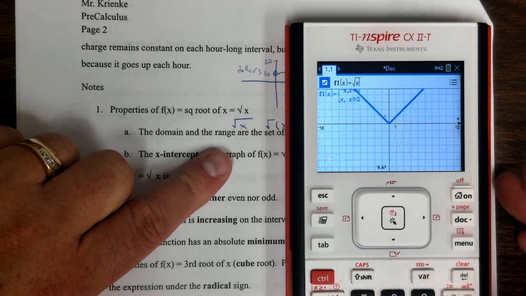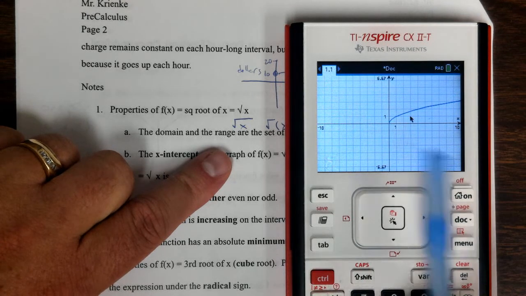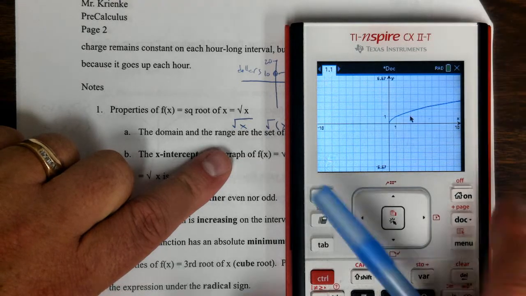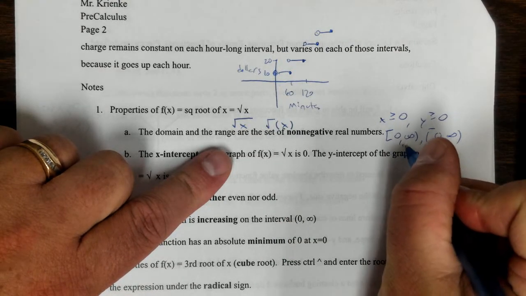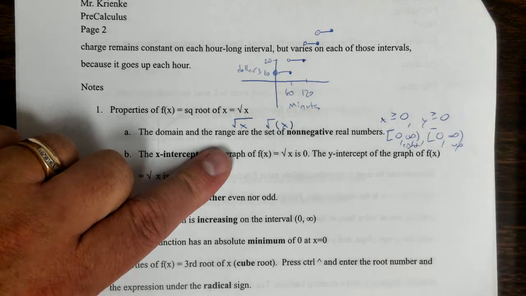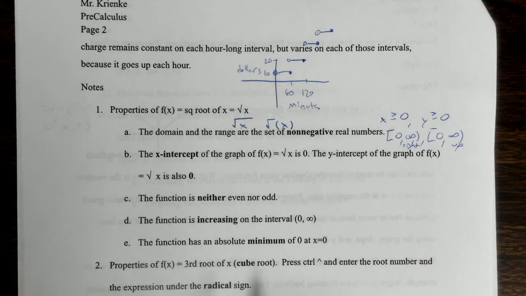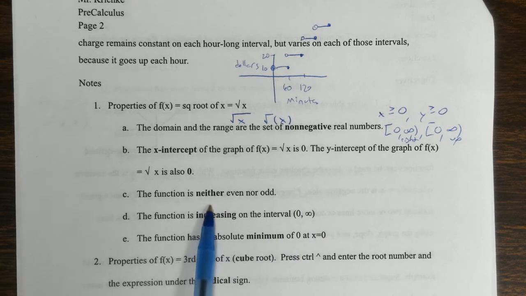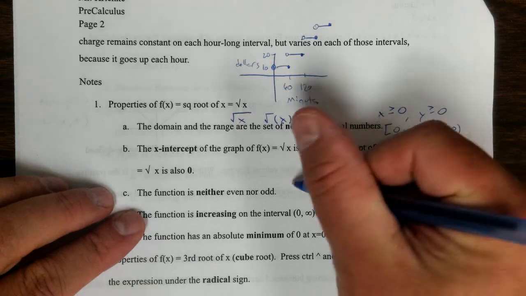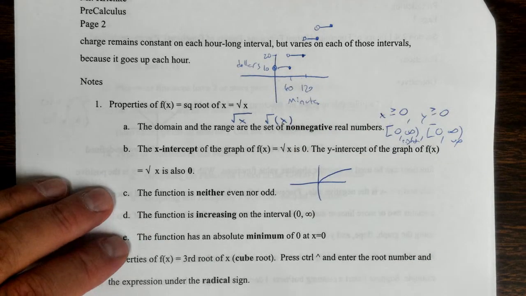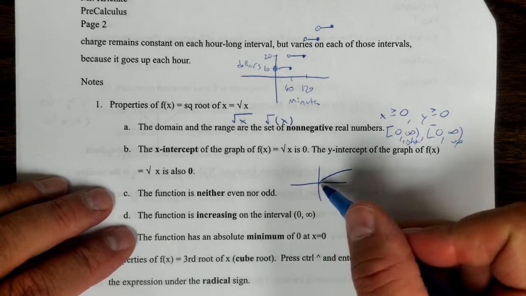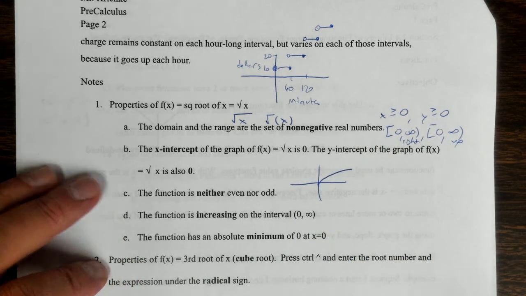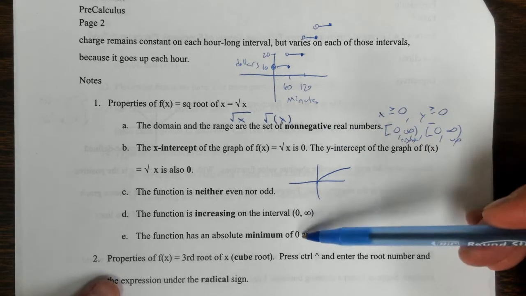Square root x. Okay, there it is. So it's 0 to the right, and this one is 0 and up. So this one means right, and this one means up. Okay, and then the x-intercept is 0, the y-intercept's also 0. It's neither even nor odd, because it looks like it's increasing from 0 to infinity. It has a minimum of 0 at 0, and that's the function properties.